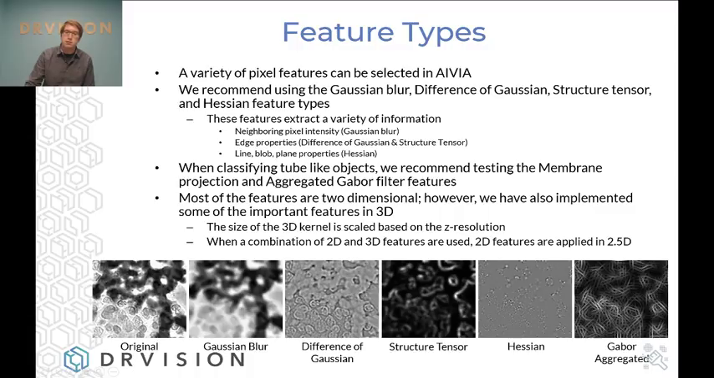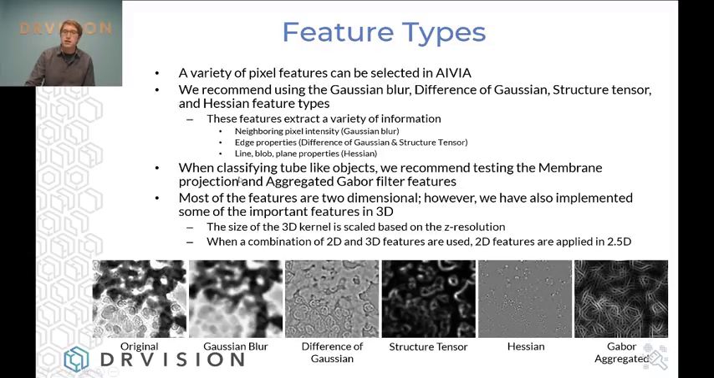If this is the original image, the Gaussian blur is going to be extracting the neighboring pixel intensity at different scales. Then the edge properties are going to be extracted from the difference of Gaussian and the structure tensor. And then line, blob, and plane parameters will be extracted from the Hessian. In this case, you can see the different bright dots are corresponding to different blobs in the image.